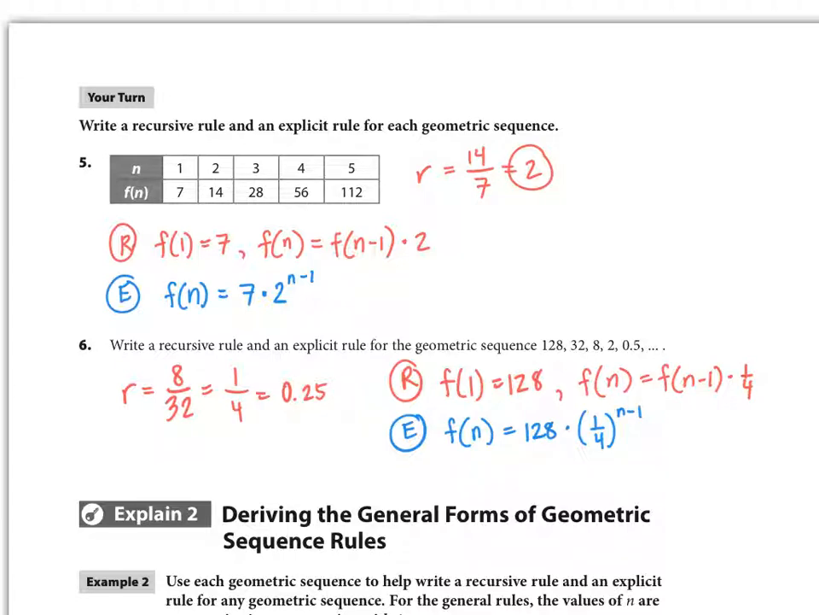The explicit rule, f of n equals 128 times, in parentheses, 1/4 to the n minus 1 power. The parentheses on that second one is important because it uses an exponent, and we want to make sure that exponent goes to both the top and the bottom of the fraction. So you have to make sure you have the parentheses there, which means you won't need it if you use a decimal. Okay. There are different ways to write this, but this is generally how you'll see it.